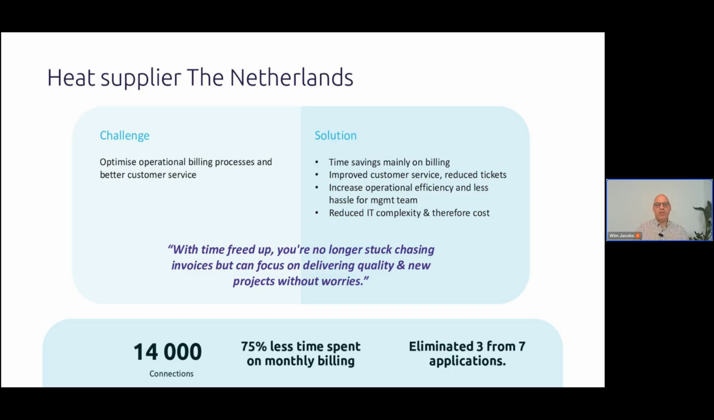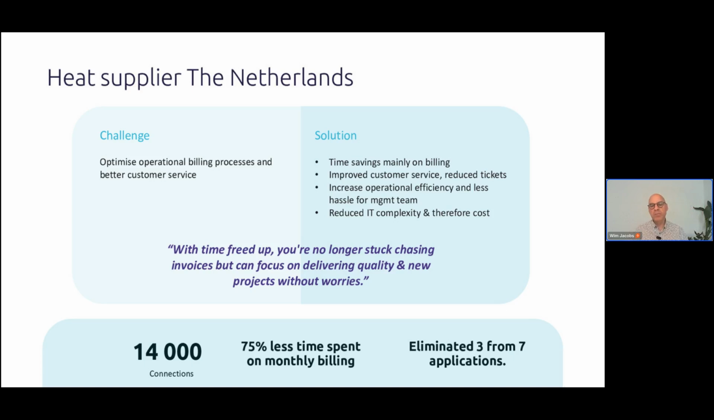One example that we have done is with the heat supplier in the Netherlands, Vaanster Energy. They have 14,000 connections in their portfolio at the moment, and they had a big challenge because they were dealing day in, day out with a very expensive billing process, and they had a lot of problems with customer service. The managers were also more in a firefighting mode than in a proactive mode, investing in the future growth of the company and of the networks.